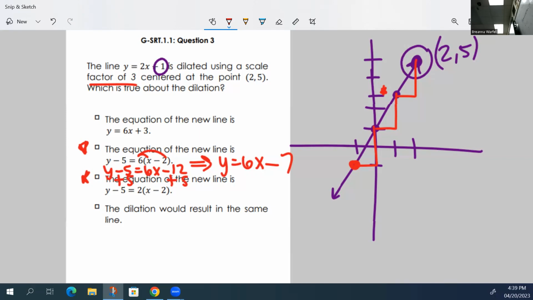And then the very last one, you're going to do that for the next one, and then the dilation would result in the same line. And remember, lines go on forever, okay? So the same line, you're not really talking about are the points exactly the same. As long as they fall on the same line, they would be. So you can do this problem now that I've explained it.